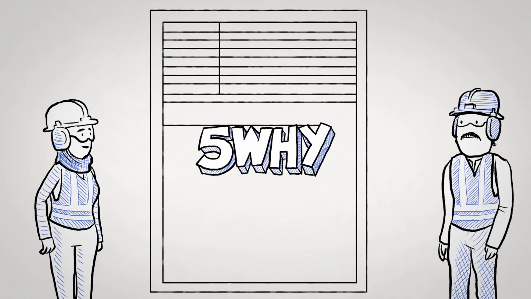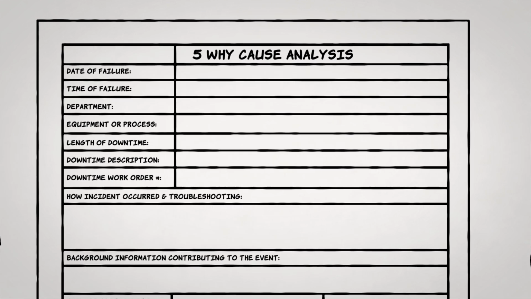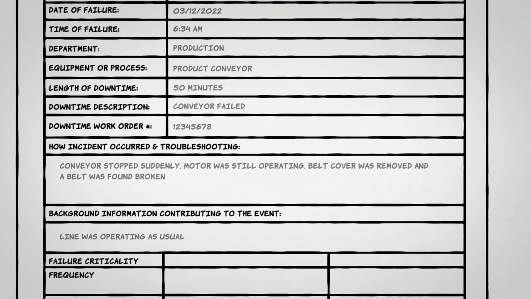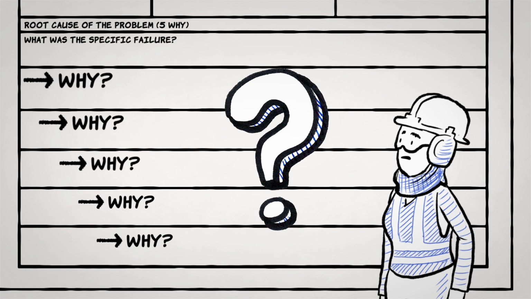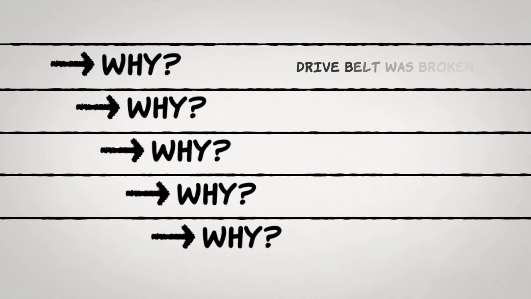Pratik showed her a simple document that helps walk through the entire process. With the problem now clearly defined and background information filled in, she can begin asking why the failure or defect occurred. By asking why multiple times, she is challenging herself to go deeper, to get closer to the root cause. Pratik explained that Chitra should keep asking why based on the response from the previous question. If the conveyor failed because the drive belt was broken, why did the belt break?